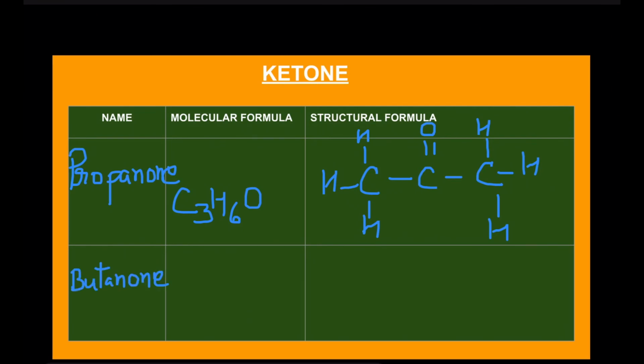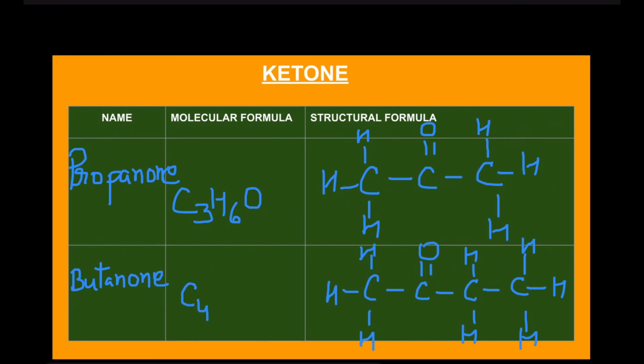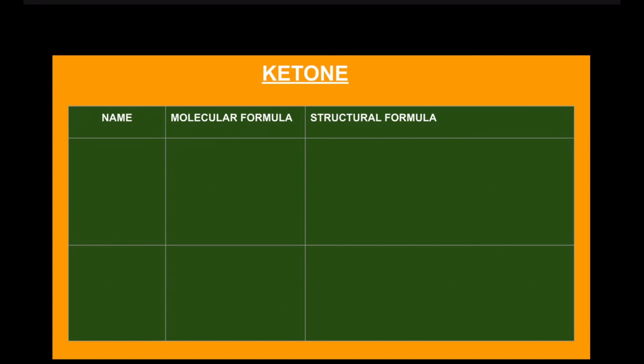Butane means 4 carbons, so 4 carbons. Now fill the hydrogens in it. This is the structural formula of butanone. The molecular formula is C4H8O. Try to write the next 2 homologues also, pentanone and hexanone. Now a very important question arises: what is the difference between aldehyde and ketone?